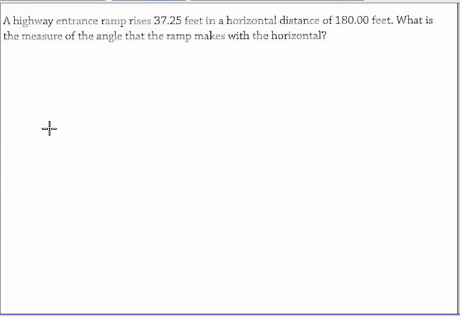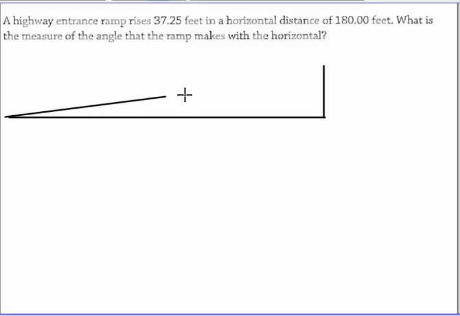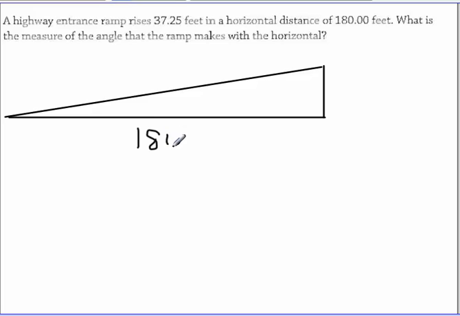Okay, so we've got 180 feet, and then we went up 37.25. We want to know what angle we create when we go up 37.25 feet. So we have 180 feet here. Notice there are 2 places after the decimal, so we're going to have 2 places after the decimal with our angle. And then here we've got 37.25, and our angle is here, which we'll just call x degrees.